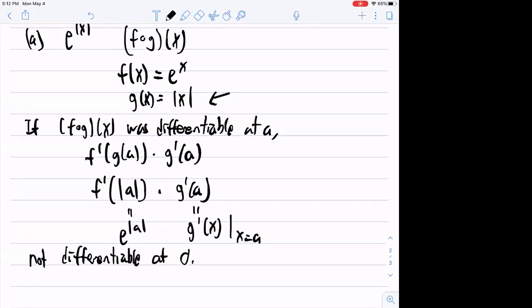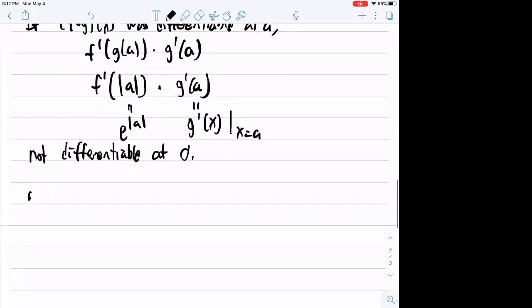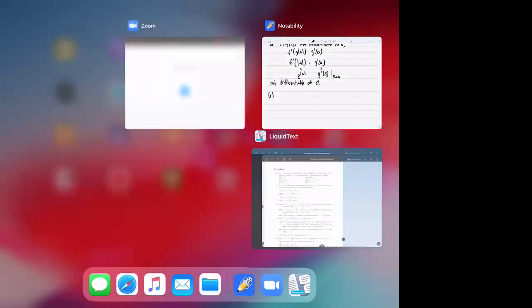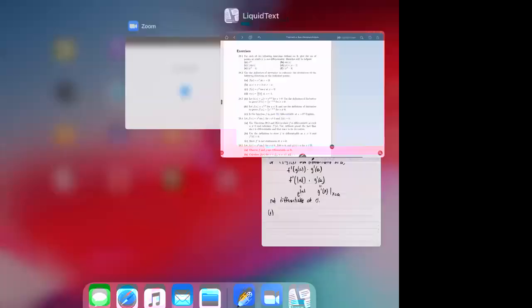Right, because outside of 0, absolute value of x just becomes x if x is positive, or negative x if x is negative. And we know that that's just a line, y equals mx plus b, where m is 1 or negative 1 and b is 0. And we know the slope of a line is constant. So here that's pretty simple. So let me do c, I think. Let's do one more.